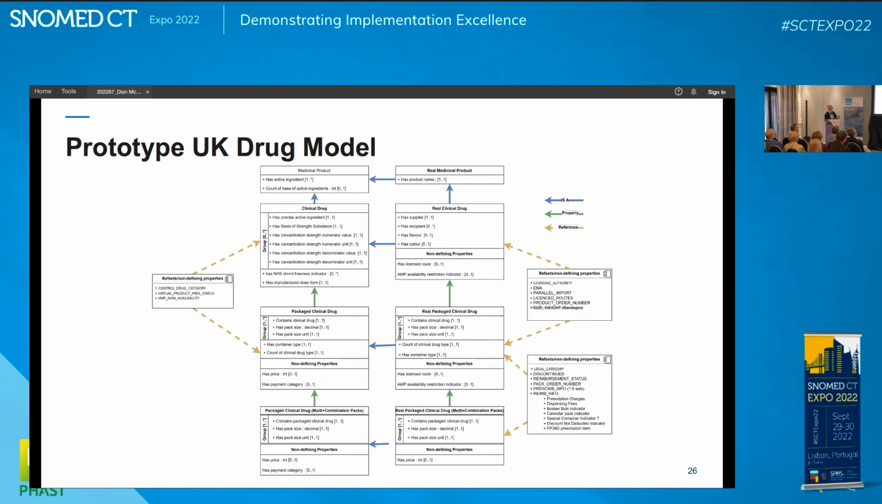So this is essentially the model that we used, which is essentially the international drug model with dm+d mapped into it. So VTM looks like medicinal product, but, well, I suppose medicinal product only most of the time. Sometimes it's not. That's also an interesting thing. And then we had clinical drugs and packaged clinical drugs, and even down to the sub-packaging, composite packs, and then the branded stuff on the other side with real clinical drug and the equivalents. And then there are these additional non-defining properties that were also added on as well.